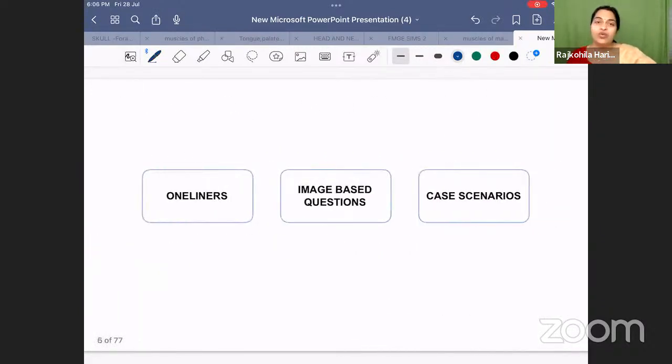As I told you at the beginning, I'll give you some one-liners in neuroanatomy. You can answer them with me. Then of the questions discussed, I have put all the important image-based questions in neuroanatomy, like the superolateral surface, medial surface, sagittal section, coronal section, all that. And then case scenarios, which are very important. Are you with me? Can we start?